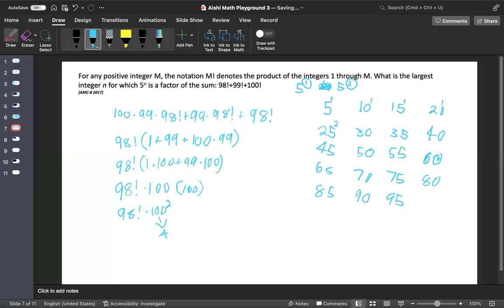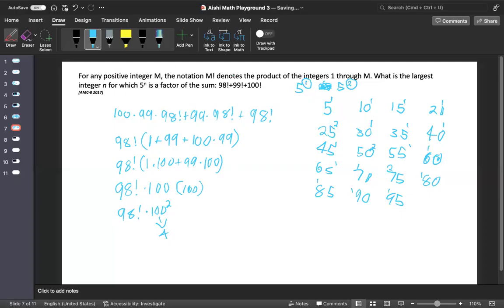But here's the catch. 30 would not be 2 because it's not divisible by 25. It's only divisible by 5, so it would be a 1. Then 1, 1, 1. 50 is 25 times 2, so it would be a 2. Then 1, 1, 1, 1. 75 is 25 times 3, so it would be a 2, then 1, 1, 1, and 1.